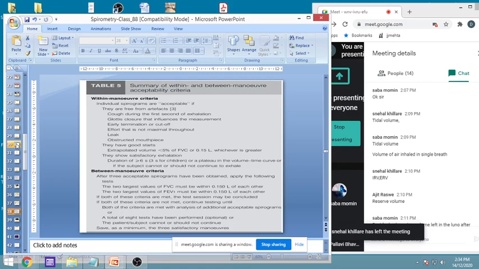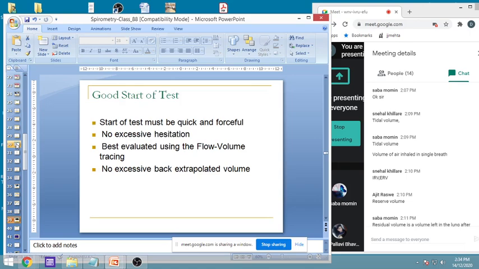So check all the things whether correct or not, and then you go for the various results. If 3 reports, 3 spirograms are obtained, then you go for the correct one and accordingly use it. What is a good start of the test? It must be quick and forceful, with no excessive hesitation, best evaluated using the flow volume tracing.